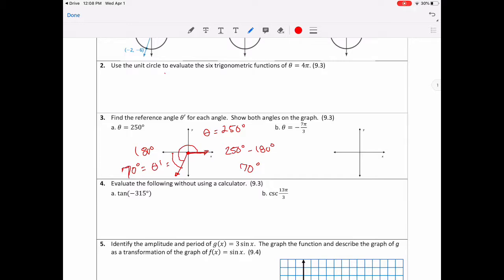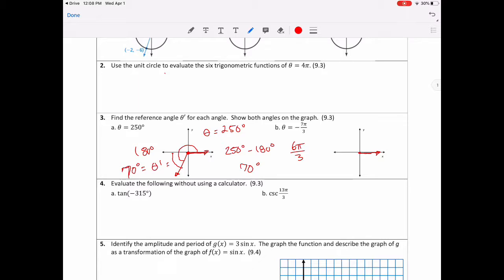Okay, how about negative 7 pi thirds? Initial side. Well, I think, first of all, I know that 2 pi, or in this case, negative 2 pi, is a complete revolution. So, if I know that a complete revolution is 6 pi thirds, or 2 pi, right? That's the same as 2 pi if I reduce it.